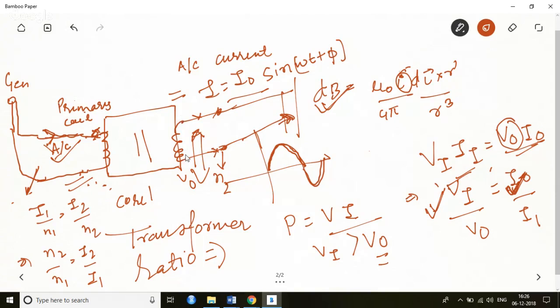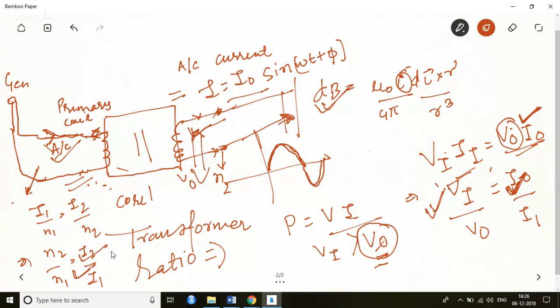So whichever side more turns are in the coil, that side more current would be generated. In a step down transformer, I am reducing the voltage. Reducing the voltage means, to keep the power same, I am increasing the current. Increasing the current means you have to keep more number of turns here. So whichever side more turns are there, that side a larger magnitude of current would be established.